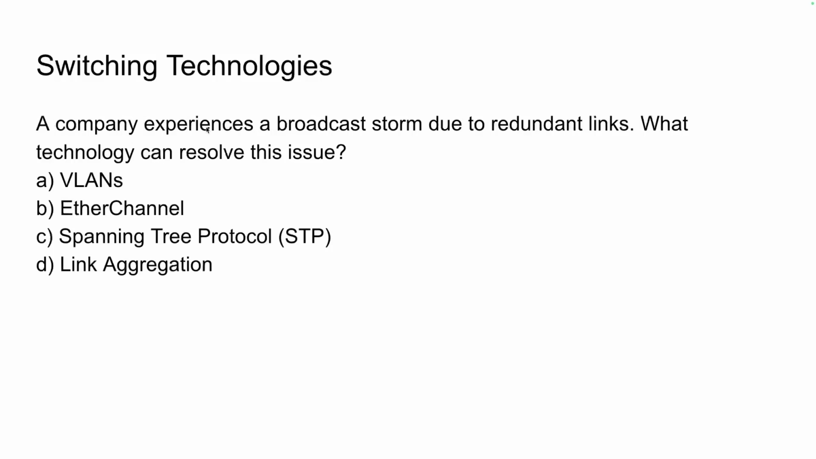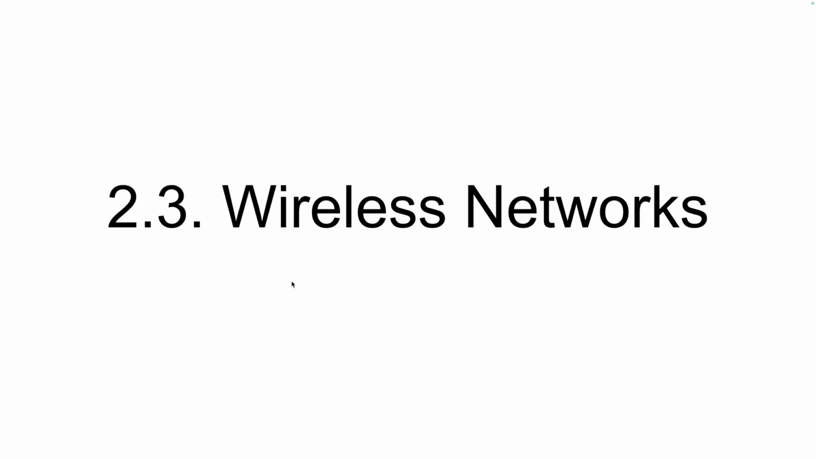Very good. A company experiences a broadcast storm due to redundant links. What technology can resolve this issue? So you have a broadcast storm and there are redundant links. So it would be the spanning tree protocol that has to do with that specific problem. So redundant links and a broadcast storm. And that's it. That is officially it for switching technologies. And now we can start talking about everybody's favorite thing. What's the Wi-Fi, right? So wireless networks.